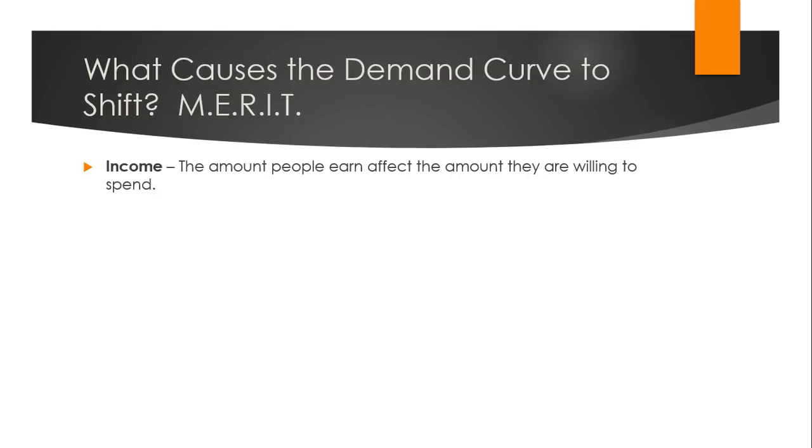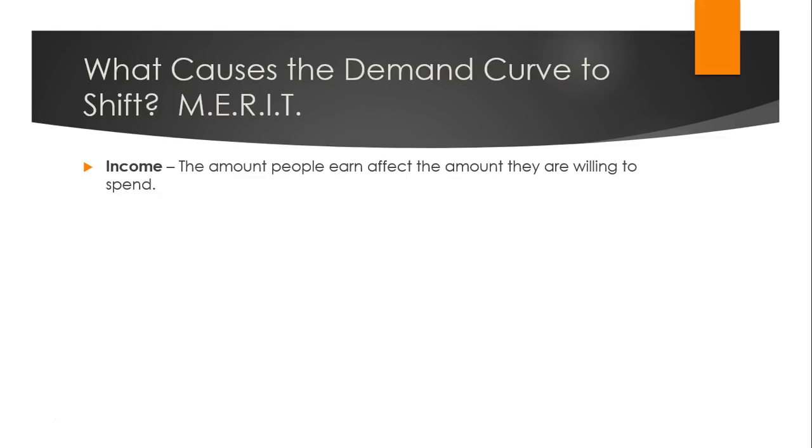All right, our next one is income. Income is obviously the amount people earn and how it affects the amount you will spend, right? So obviously the more money you make, the more you're probably going to spend. The less money you make, the less you're going to spend. So typically what we identify is, if I make more money, my overall demand increases. If I make less money, my overall demand decreases.